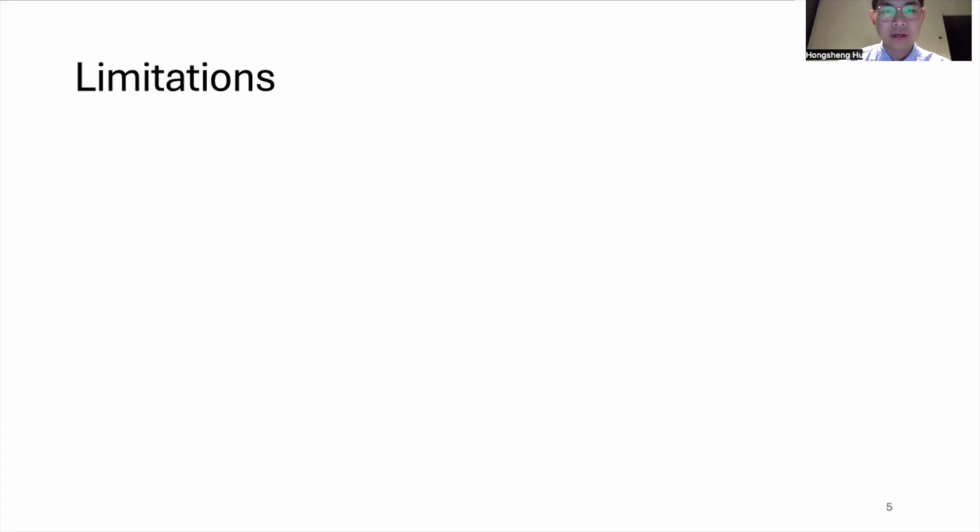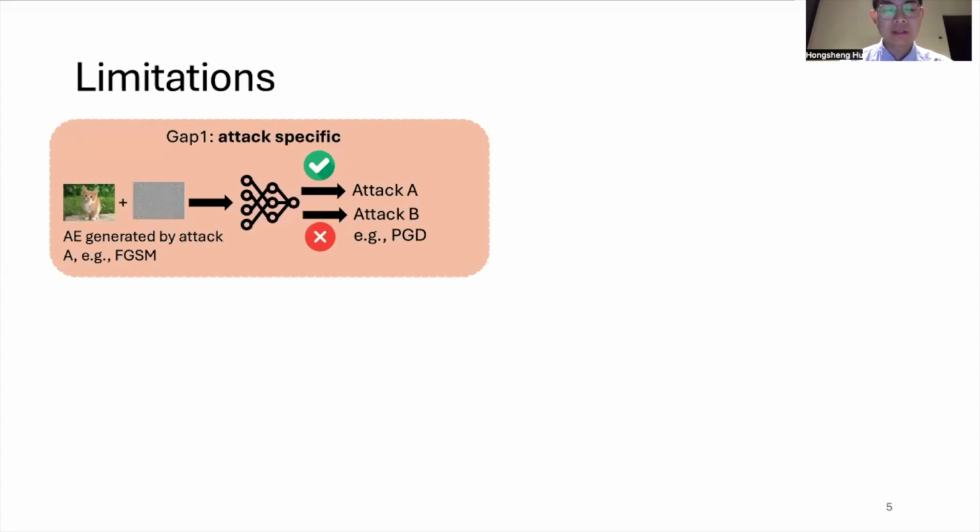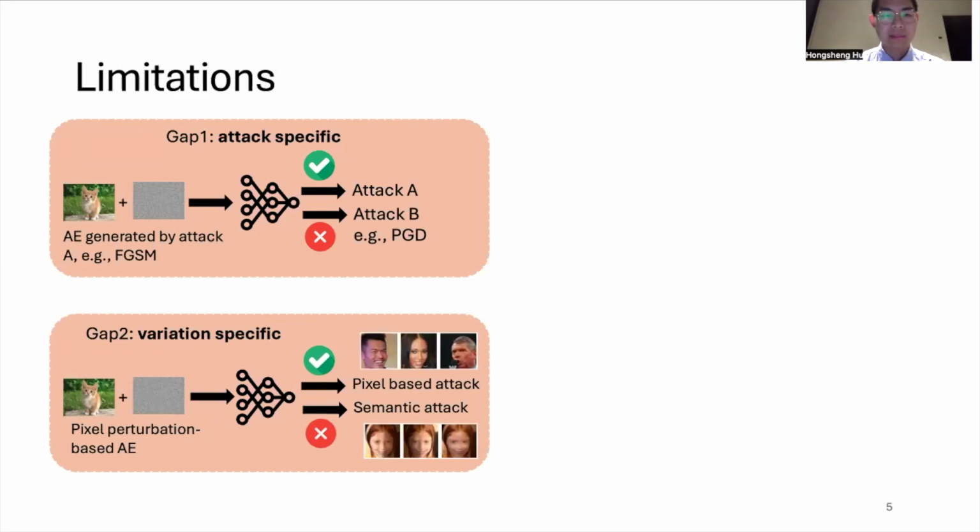However, there are several limitations of existing adversarial training methods, and we identify 4 research gaps. The first research gap is that the effectiveness of current adversarial training is attack specific. This means if the adversarial example is generated by attack A, then the trained model can mitigate attack A. But for attack B, the effectiveness is a question. The second research gap is variation specific. For example, if the adversarial example is generated by a pixel perturbation-based attack, then the model can mitigate pixel-based attacks. But for semantic attacks, the effectiveness is a question.